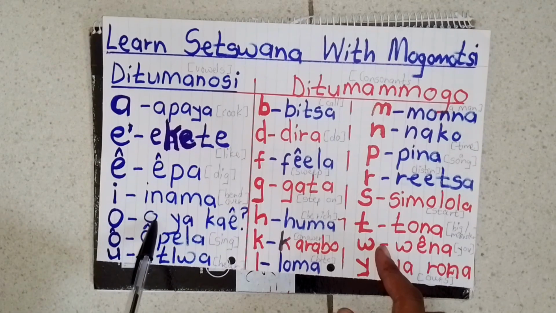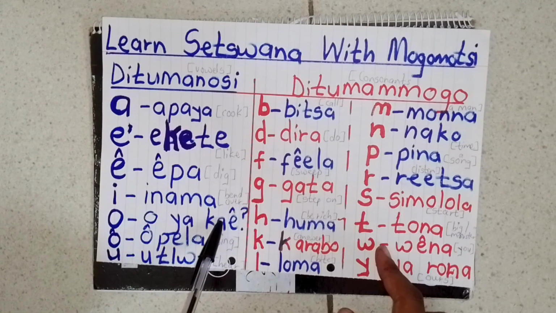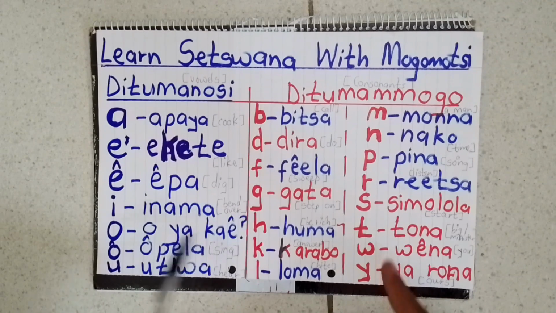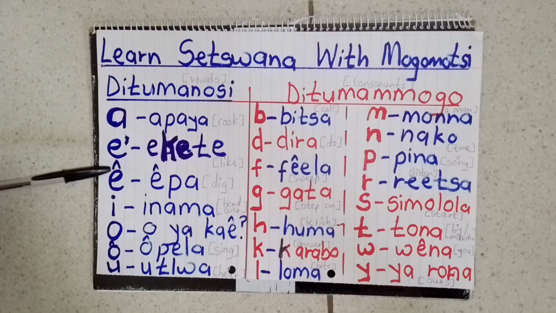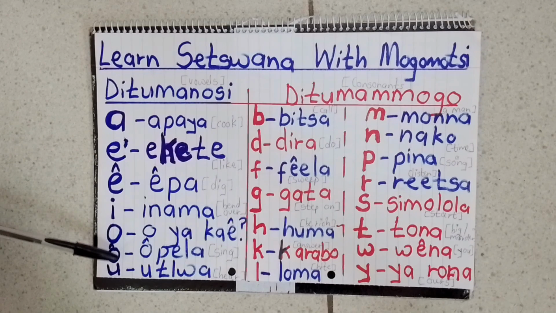O for oyagae, where are you going? O for opela, to sing. U for utra, to hear. So those are vowels. Remember that like this and this, they are different. This one is A, is like you are going down. This one is E, like you are going up. O, like you are going down. O, like you are going up.